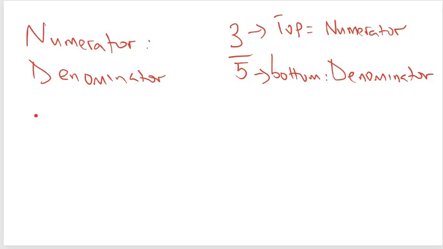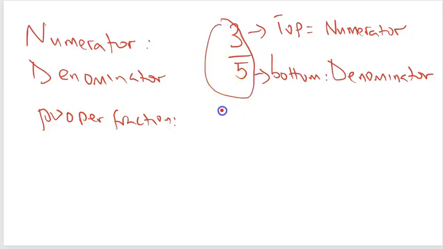Let me explain what a proper fraction is. A proper fraction is one that is similar to this one we have here. So 3 out of 5 is a proper fraction. A proper fraction is one where the numerator is always smaller than the denominator.